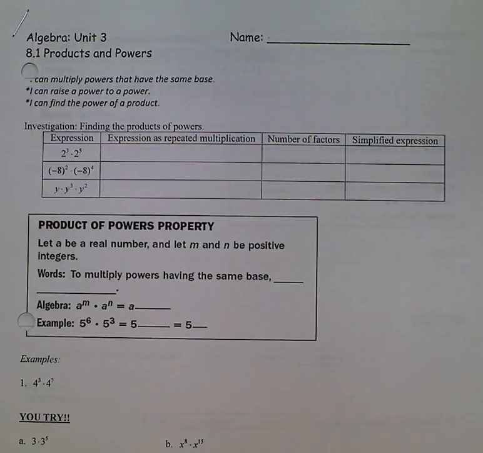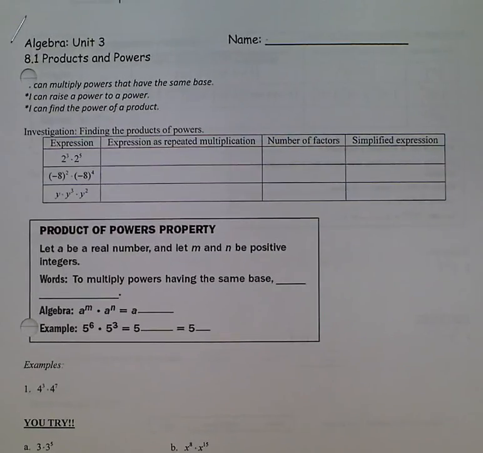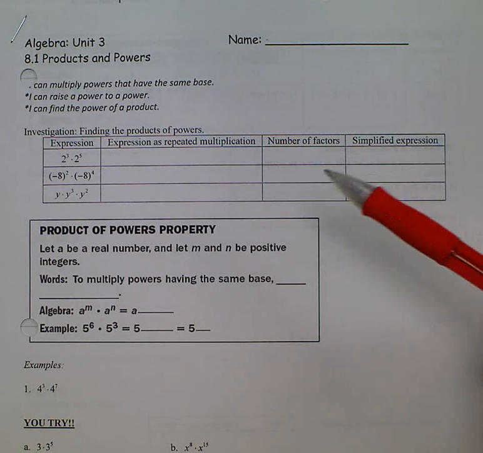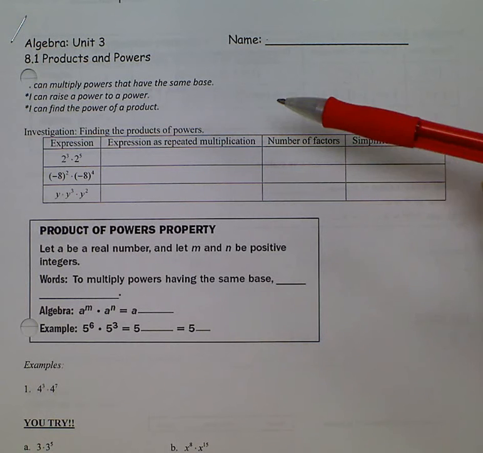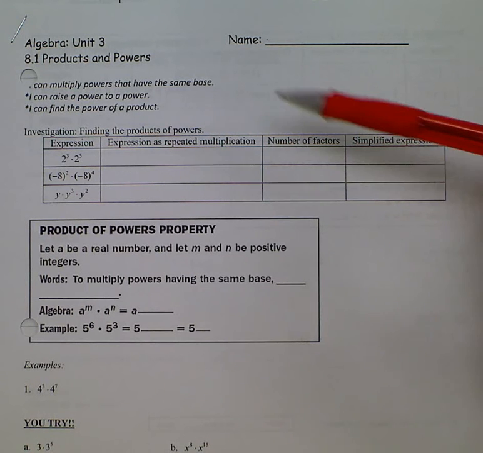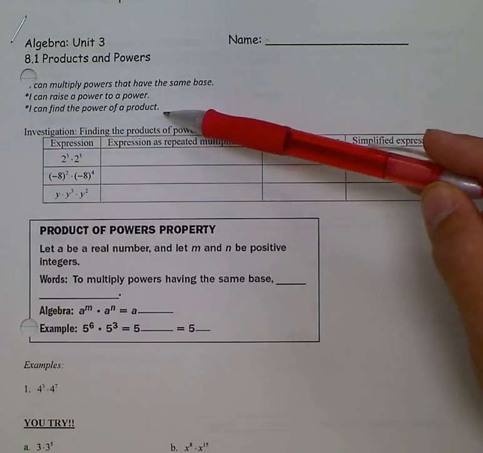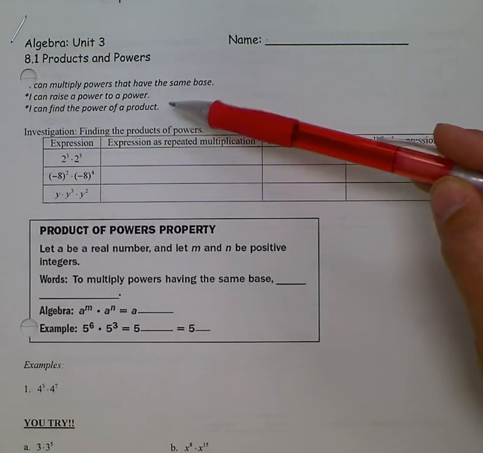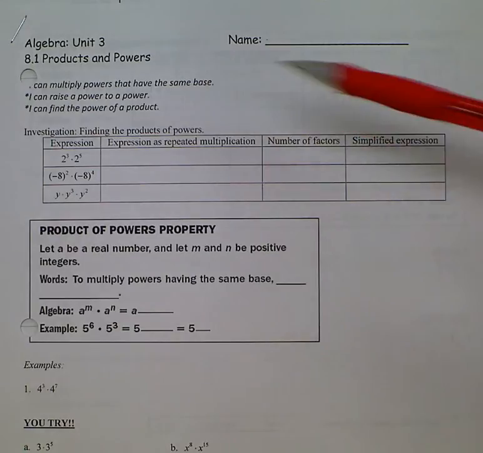Okay, so this is unit 3, lesson 8.1, and it's product of powers. So basically this is always dealing with exponents. All right, so the learning targets are: I can multiply powers that have the same base, I can raise a power to a power, and I can find the power of a product. All right, so those are our 3 rules that we're going to discuss through this lesson.